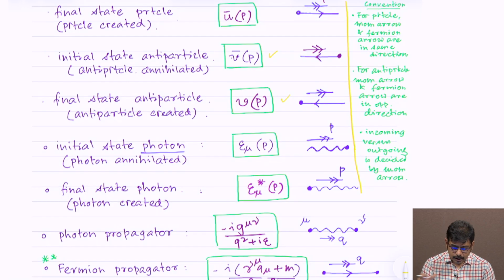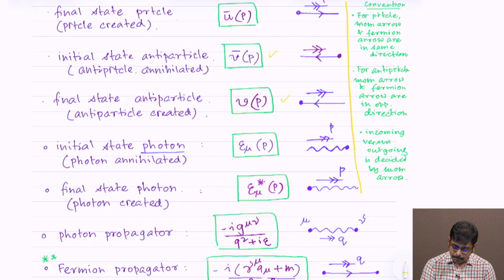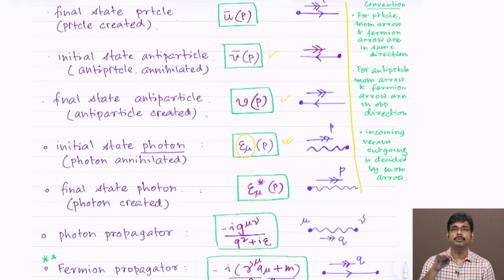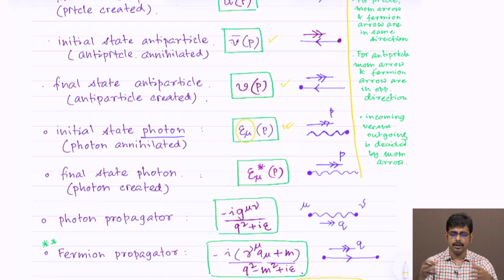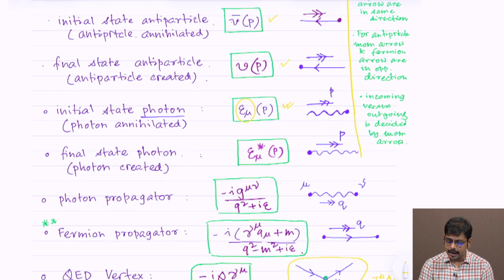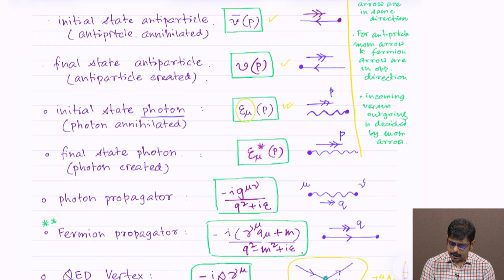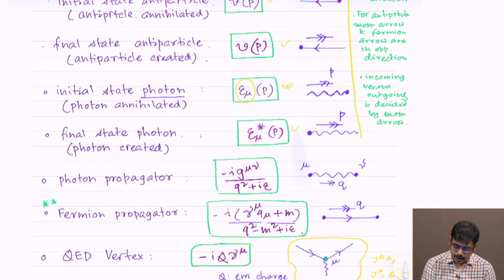Photons, we can have an initial state photon, which means the photon is getting annihilated. That will be represented by epsilon mu p. Once again, you remember that this epsilon mu was introduced to define the polarization states of the photon, and of course there is a Lorentz index mu which is hanging around, which says that it's essentially a vector quantity, right? And similarly, you have a final state photon, where the momentum is flowing out of the vertex, and it will be denoted by epsilon mu star p.